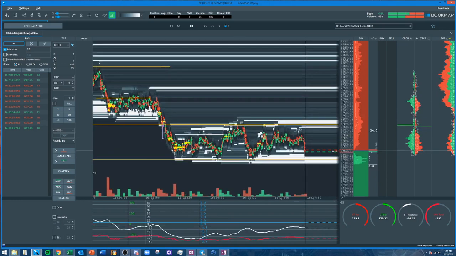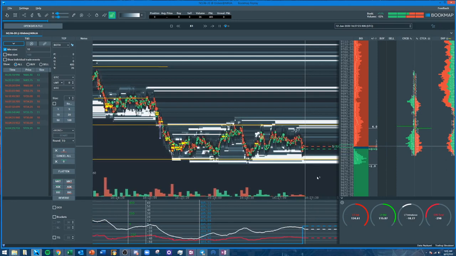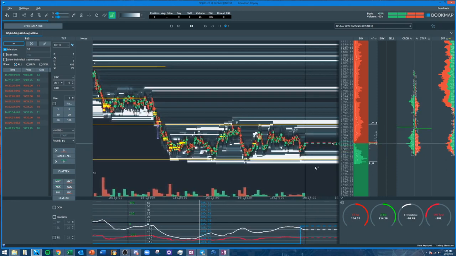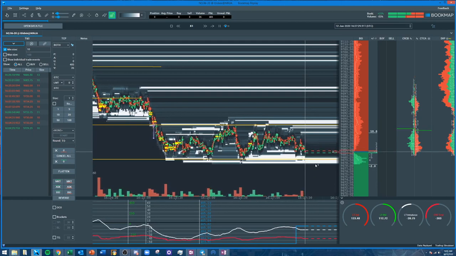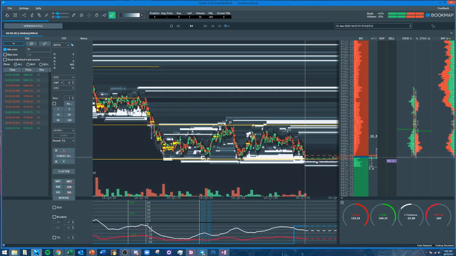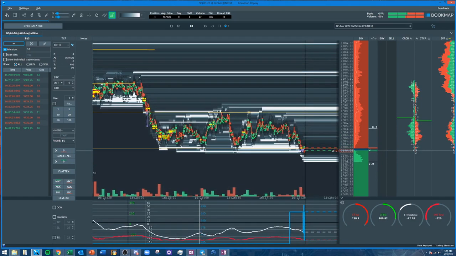But we'll have to see what happens. But there's a strong sweep of the book right here. So we'll see if they can break through all that. I'm actually going to place a sell. Okay, cool.